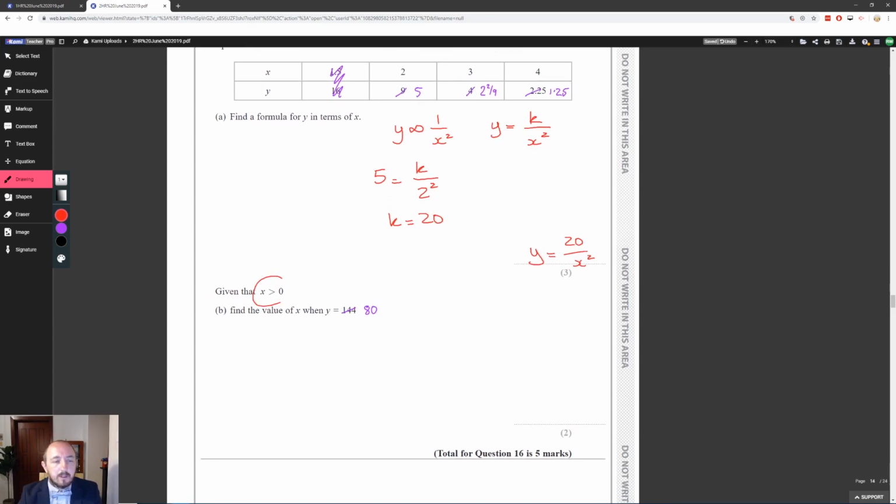Given that x is positive, find the value of x when y equals 80. So 80 equals 20 over x squared. I can rearrange this by multiplying both sides by x squared and then dividing by 80. So I get x squared equals 20 over 80, which is a quarter. So x equals the square root of a quarter, which is plus or minus a half. But it says that x is positive, so x will be equal to 1/2.